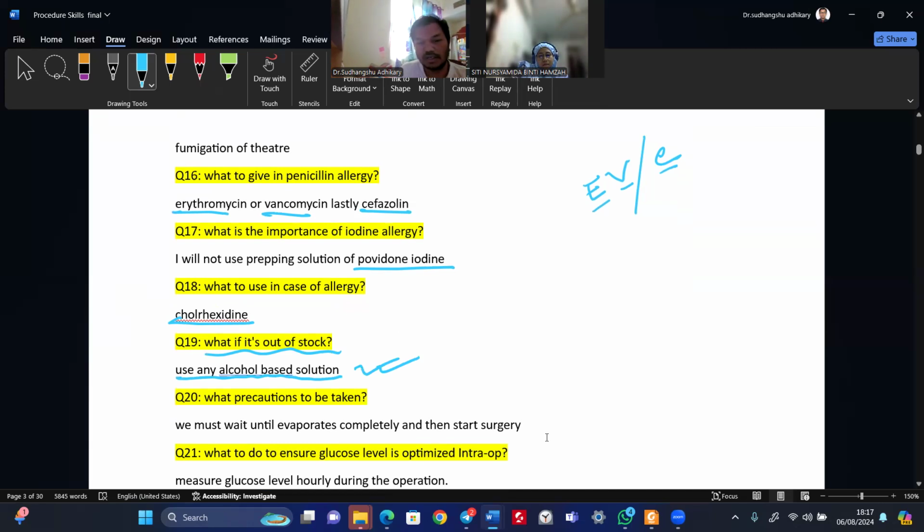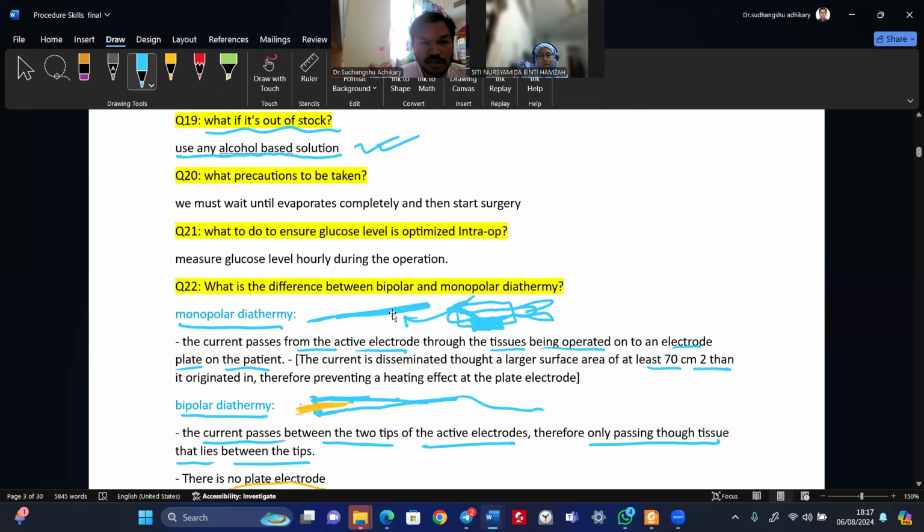What precautions are to be taken? If we use an alcohol-based solution, it should dry completely. We must wait until the solution evaporates completely and then start surgery.